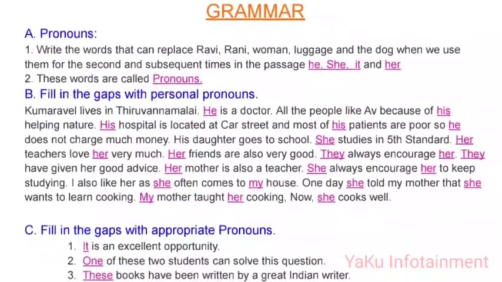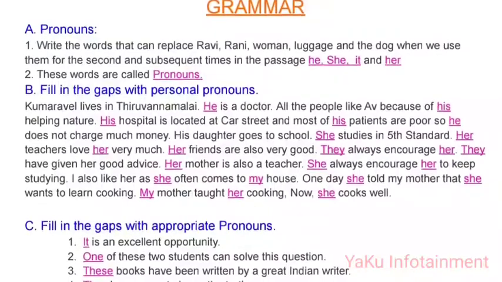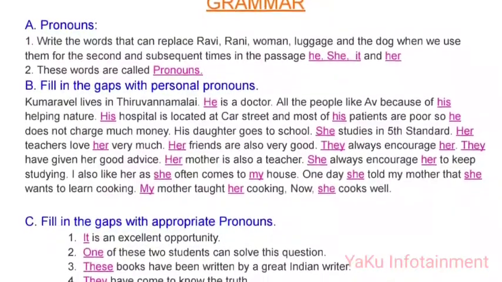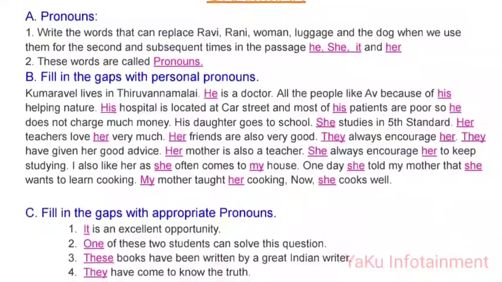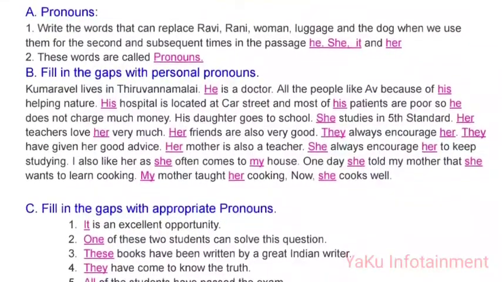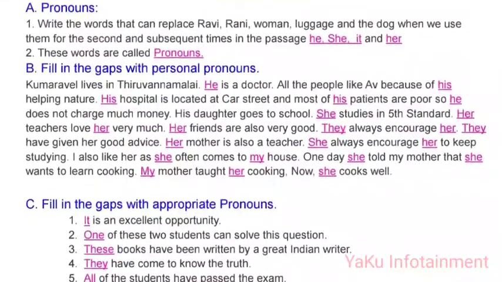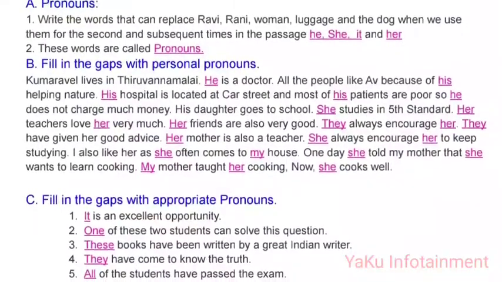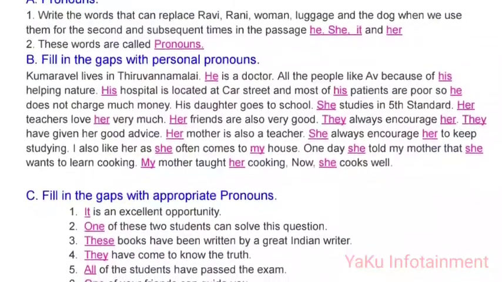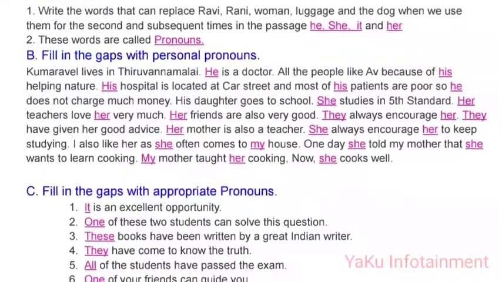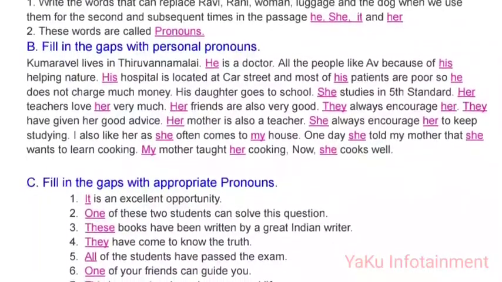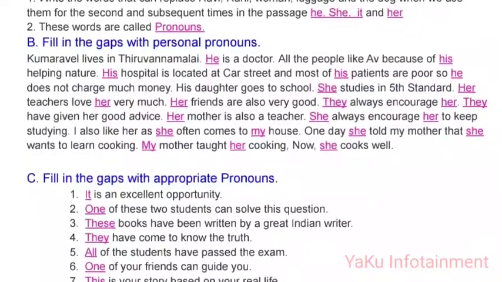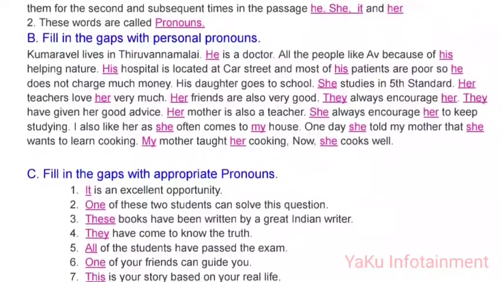Kumaravel lives in Thiruvannamalai. He is a doctor. All the people like him because of his helping nature. His hospital is located at Car Street and most of his patients are poor, so he does not charge much money. His daughter goes to school. She studies in 5th standard. Her teachers love her very much. Her friends are also very good. They always encourage her. They have given her good advice.